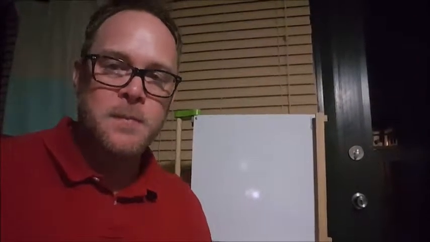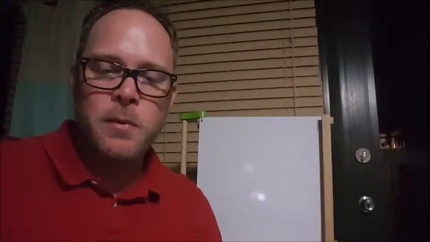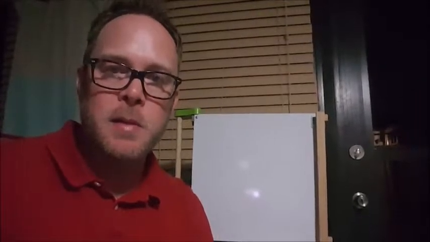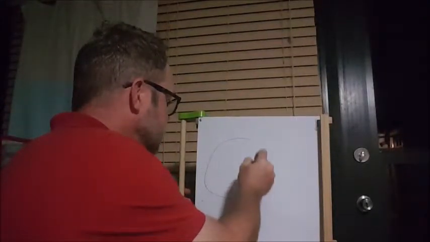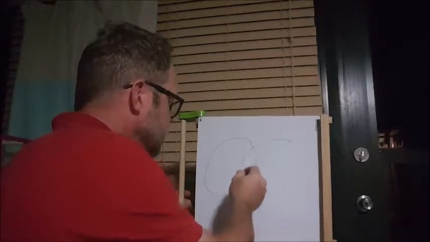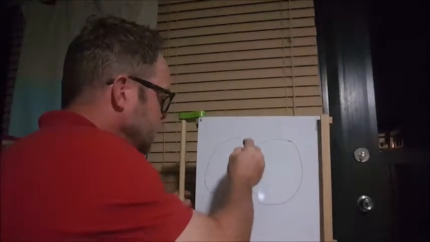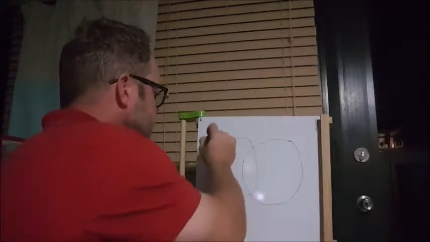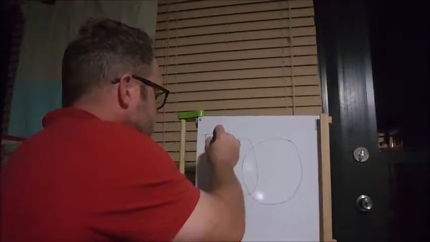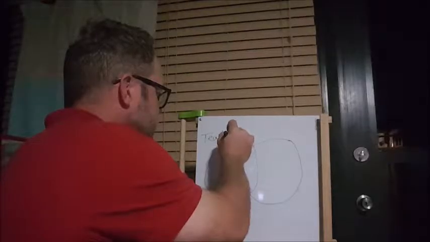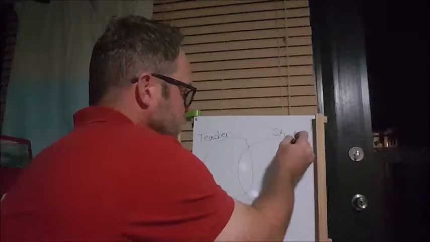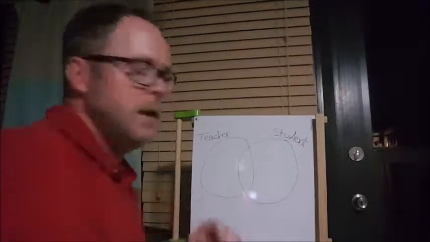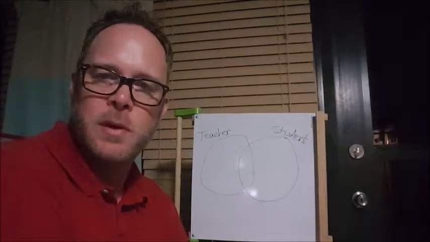I am using a graphic organizer called a Venn diagram. Students, just to show you what a Venn diagram is, let me draw this out for you. If you've ever seen this before, there's a circle and then another circle, and they kind of overlap each other. Say I had something I wanted to compare, a teacher and a student, and you're going to compare teachers and students and what they do.